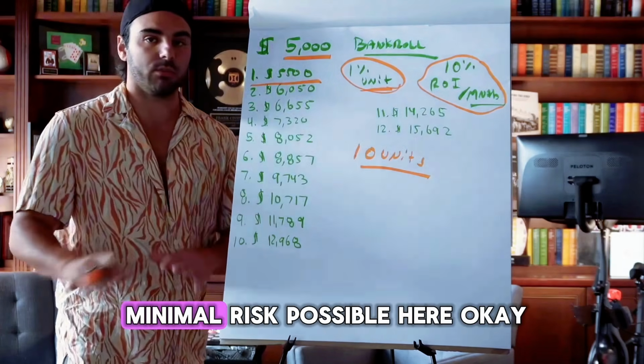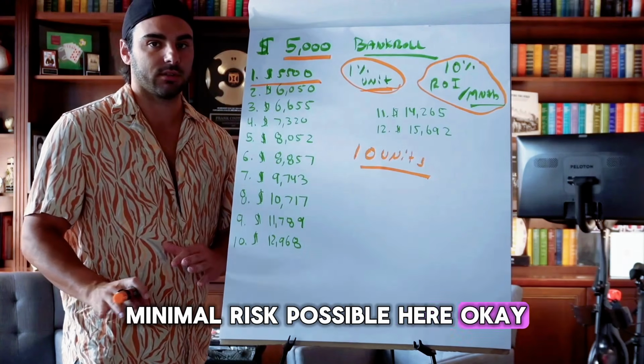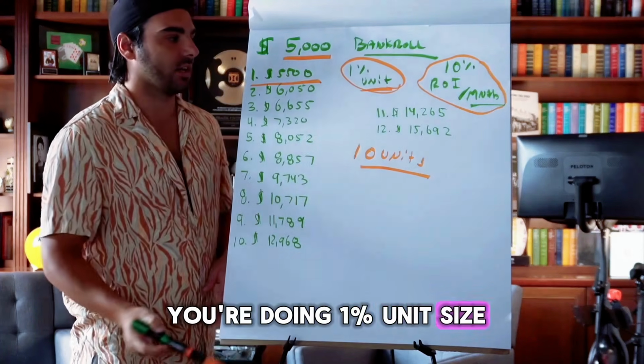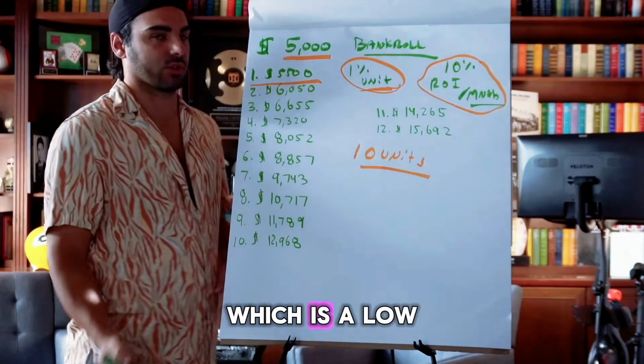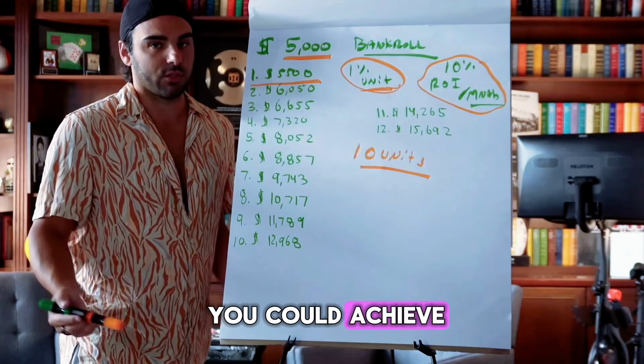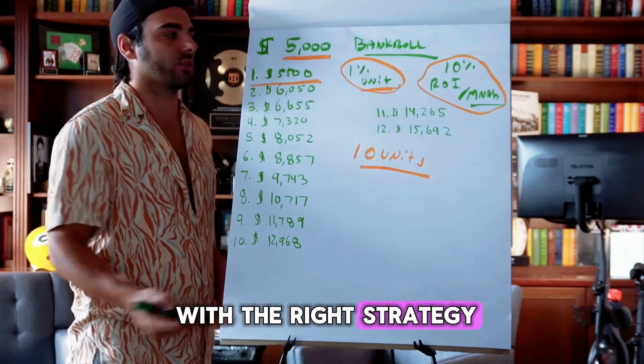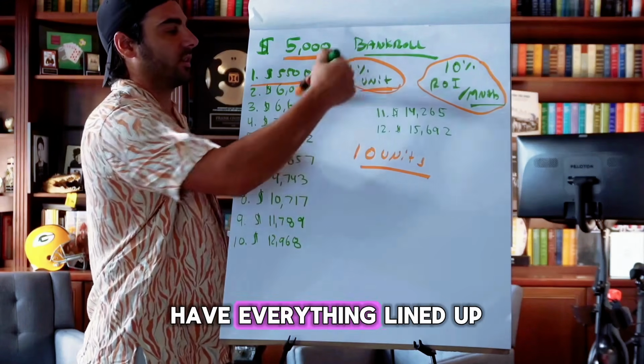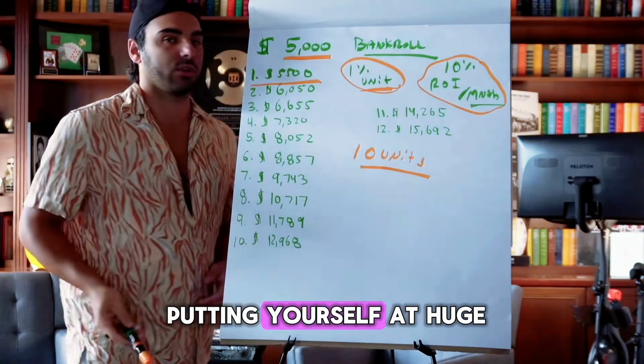at the most minimal risk possible here. Okay, this is the most minimal risk possible, where you're doing a 1% unit size and you're aiming for 10 units, which is a low amount of units that you could achieve. Everybody could achieve that with the right strategy. You could achieve 10 units in a month. You just have to have everything line up because you are not putting yourself at huge risk here.